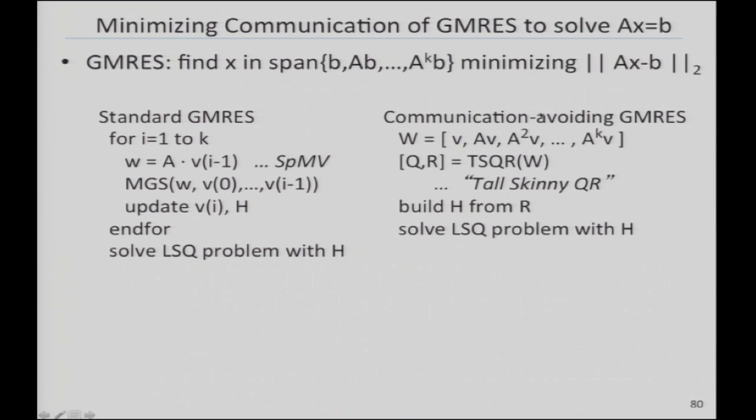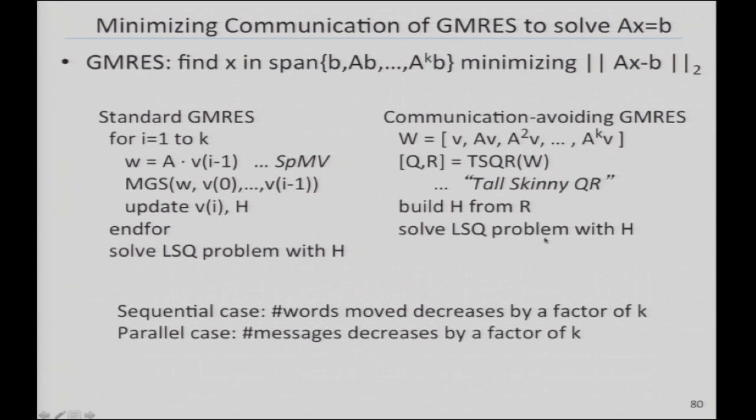And this algebra changes, I won't show the details. And so in the sequential case, I've won. The number of words moved is decreased by a factor of k. And in the parallel case, the number of messages is decreased by a factor of k. But there's a terrible numerical bug in this program. Does anybody see it? Everything is correct in exact arithmetic, but there's a numerical error.